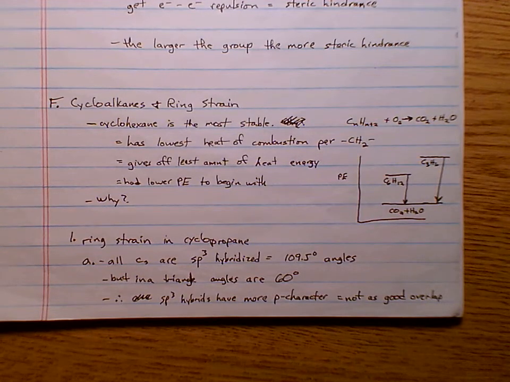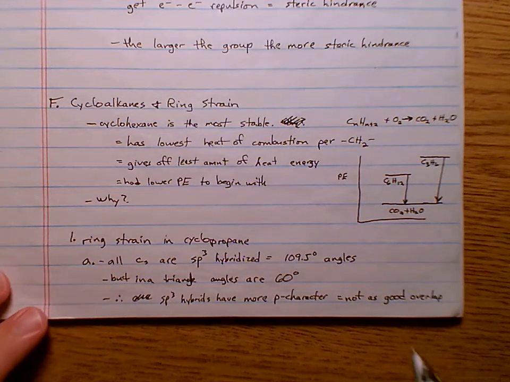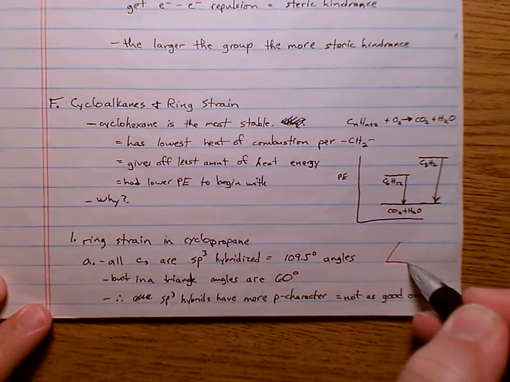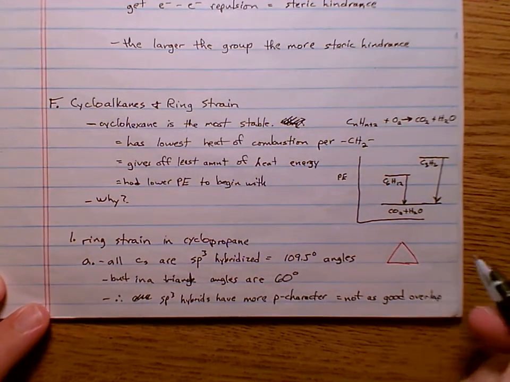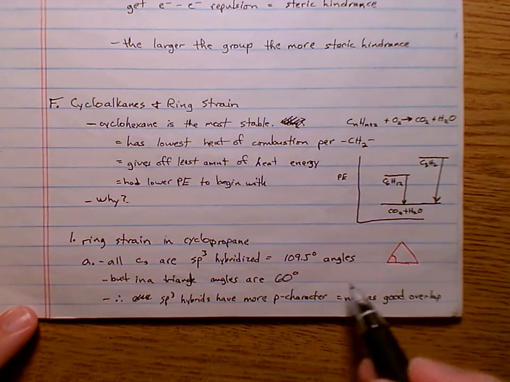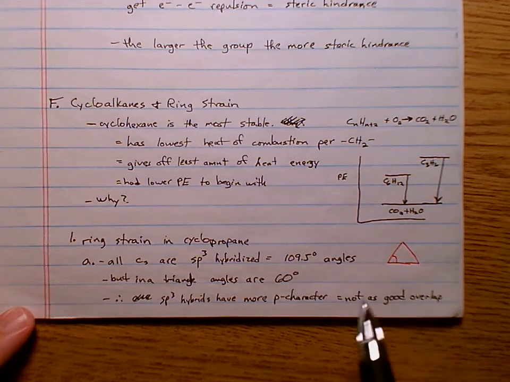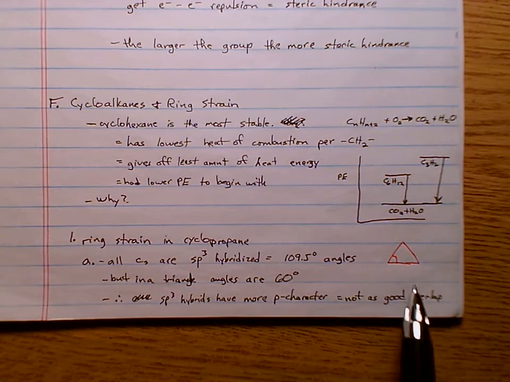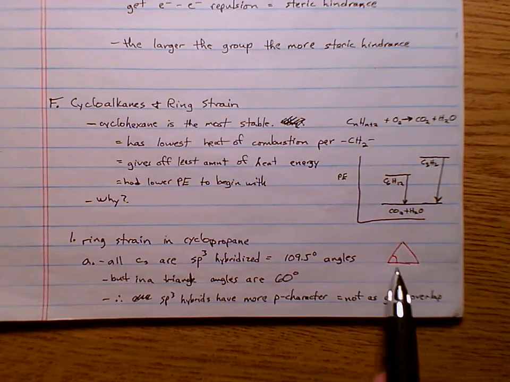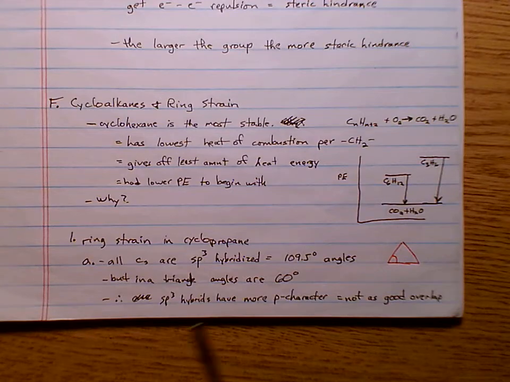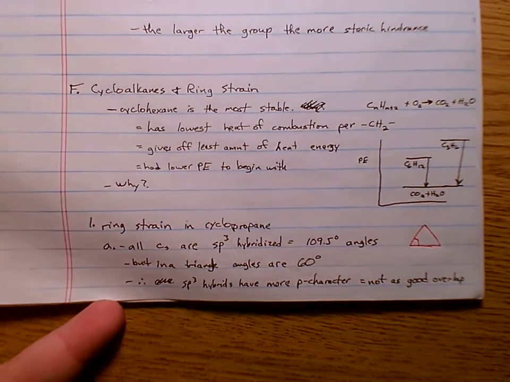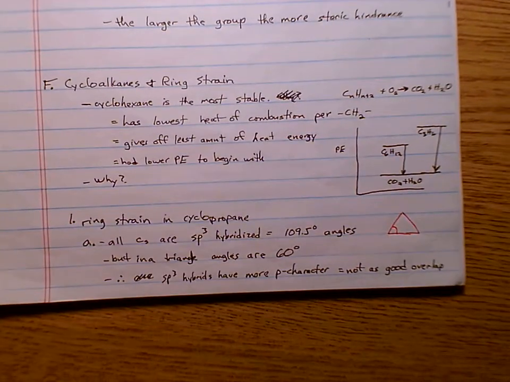And let's start with smaller rings. Let's start with something like a cyclopropane. Note that cyclopropane, we draw it, it's a triangle, right? And here's the deal. The angle on a triangle is 60 degrees. But this is still a carbon bonded to two other carbons and two hydrogens. So it wants to be tetrahedral. It is still sp3 hybridized, meaning it wants to be a tetrahedral molecule.